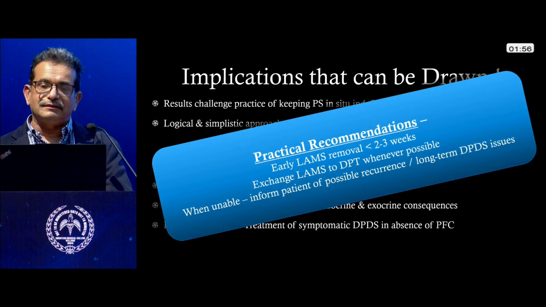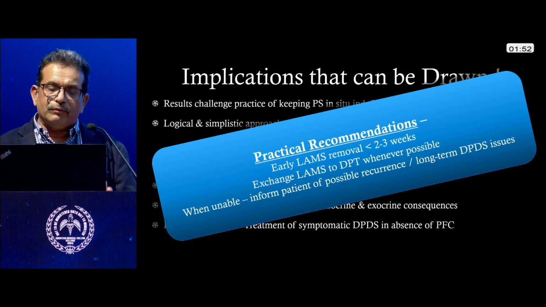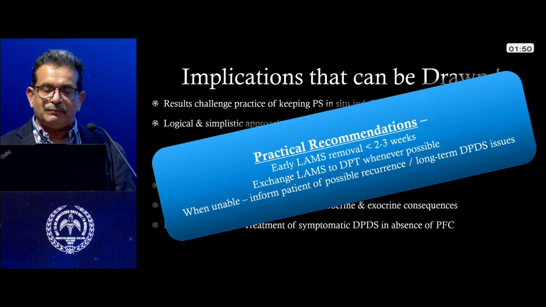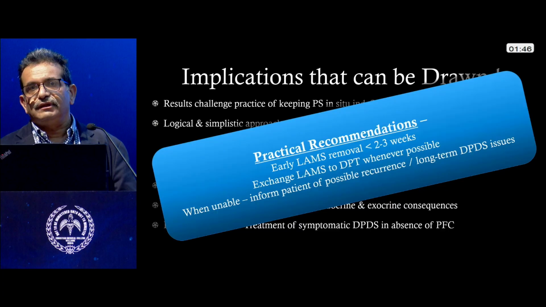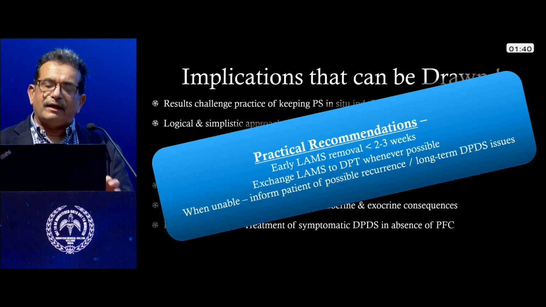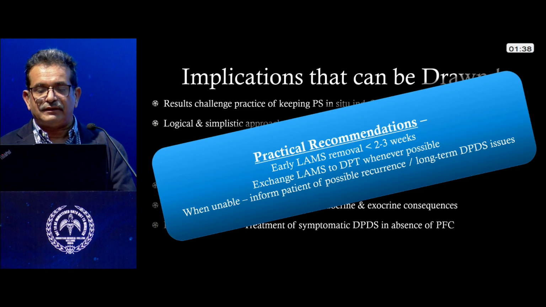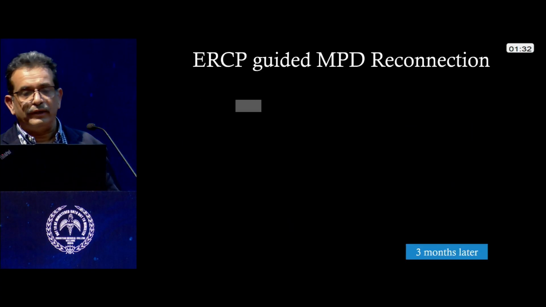Therefore, this is something we usually follow in our practice: we practice an early LAMS removal in 2 to 3 weeks' time, with an attempt to exchange the LAMS to a double pigtail stent whenever possible. And when we are unable to do that, we do inform the patient of a possible recurrence and long-term issues related to disconnected pancreatic duct syndrome. That's how we do it.